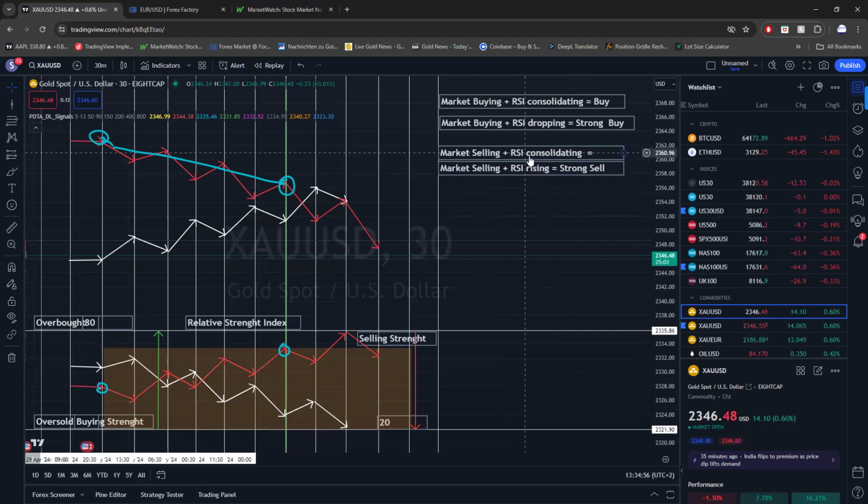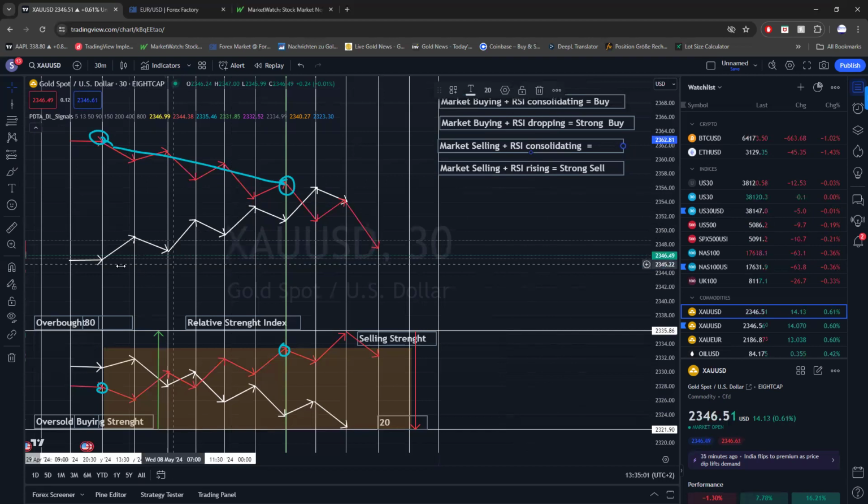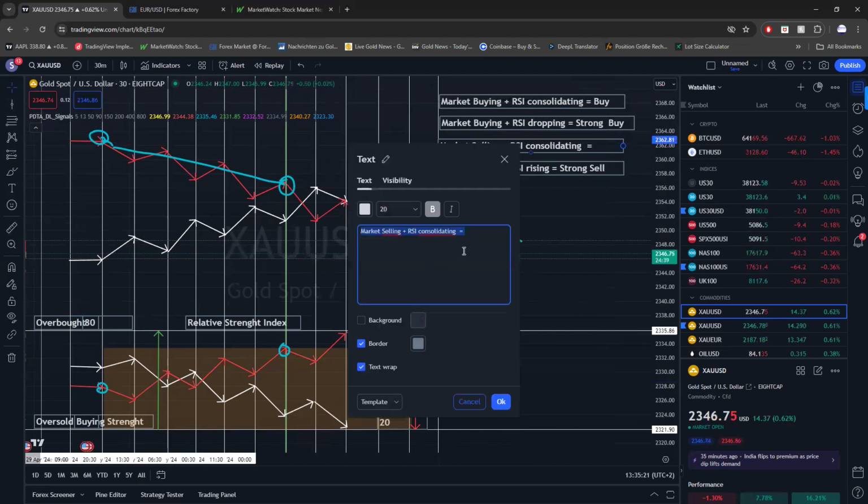What does this equal to? If the market is selling, according to this principle, and the RSI is consolidating, what does that mean for you? Buy, sell, strong buy, strong sell. Correct? It's a sell. Very logical. Makes sense. It's a sell.